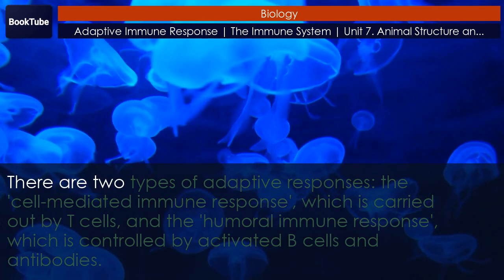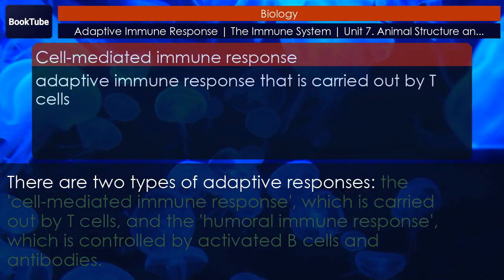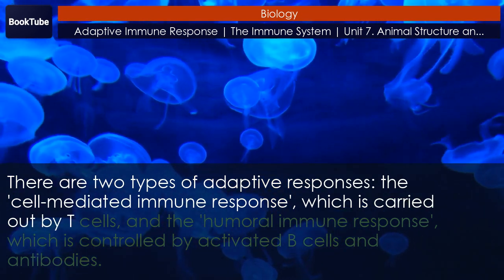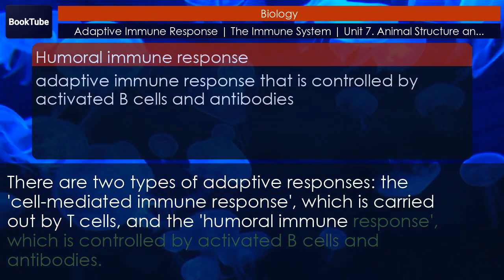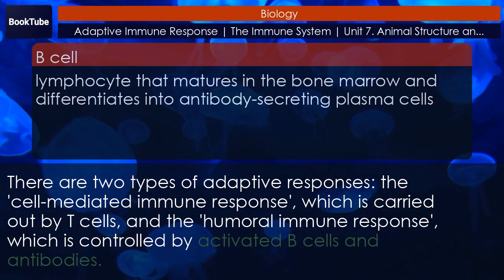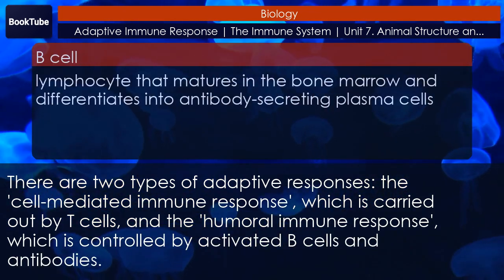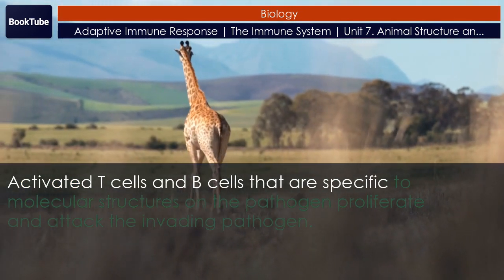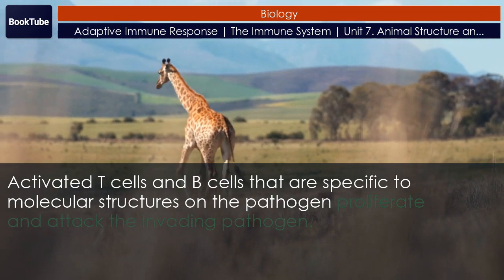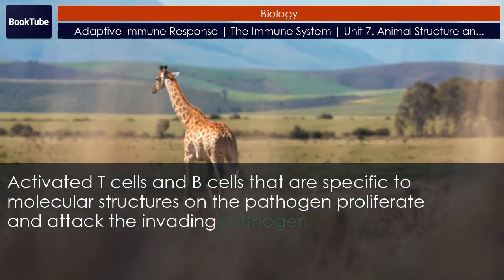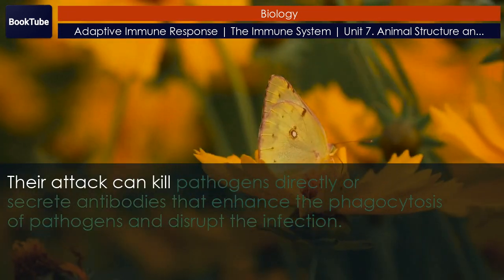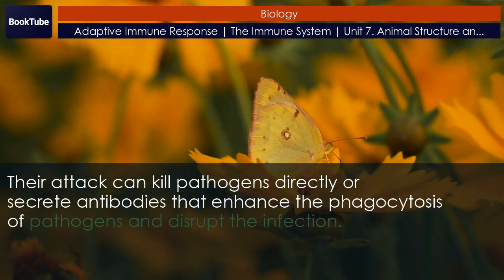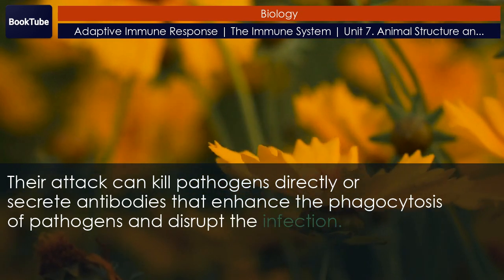There are two types of adaptive responses: the cell-mediated immune response, which is carried out by T cells, and the humoral immune response, which is controlled by activated B cells and antibodies. Activated T cells and B cells that are specific to molecular structures on the pathogen proliferate and attack the invading pathogen. Their attack can kill pathogens directly or secrete antibodies that enhance the phagocytosis of pathogens and disrupt the infection.